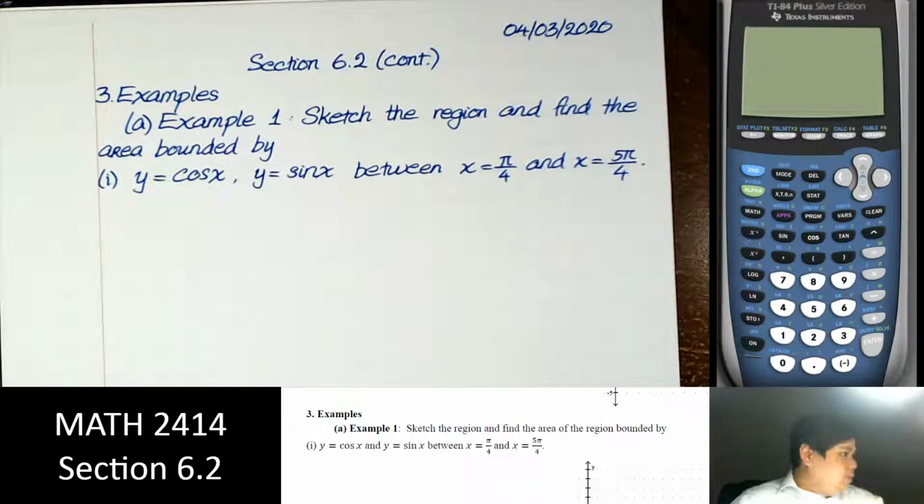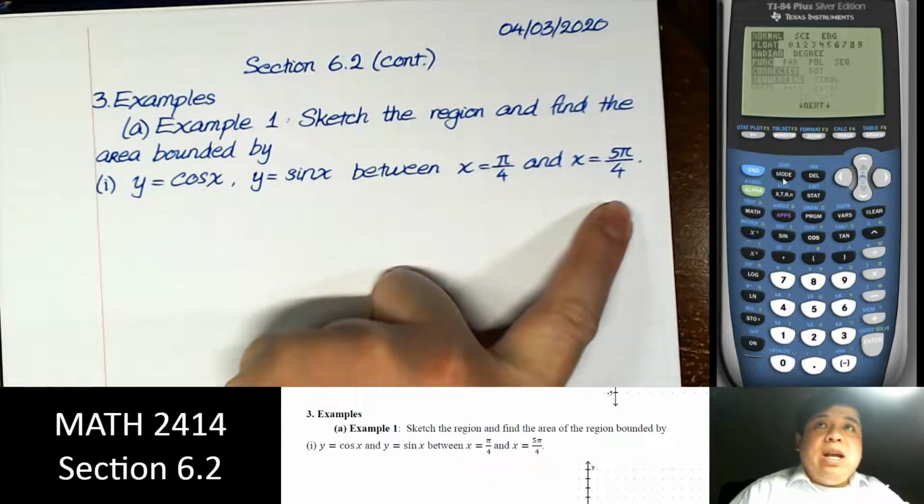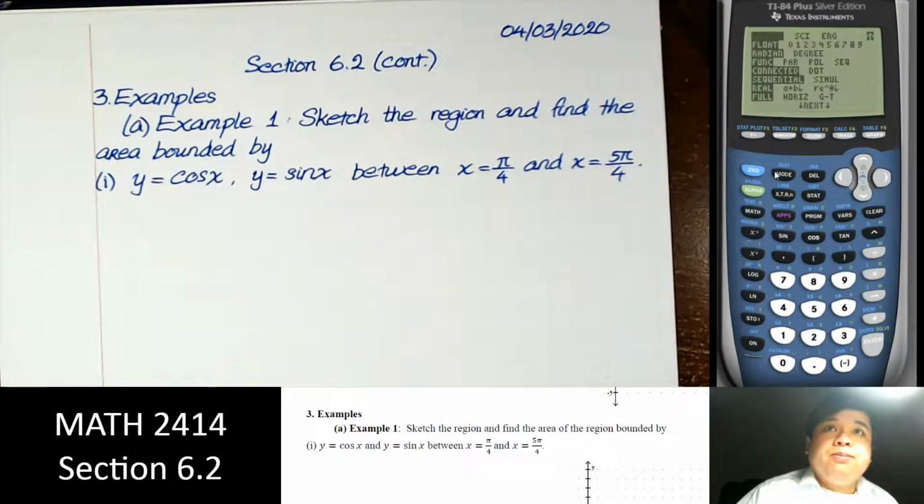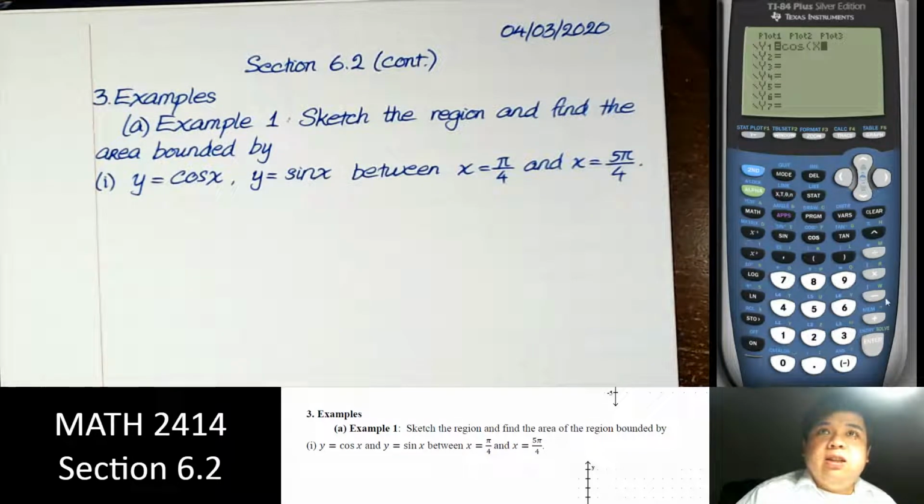Right. So first, let's try to see the graph. Of course, we know the function sine, cosine, but let's graph both of them. First of all, this is in terms of radian, so make sure the calculator is in the radian mode. So it is, which is good. Now we're just going to graph cosine of x and then sine of x. This should be easy, right? And then see the graph.